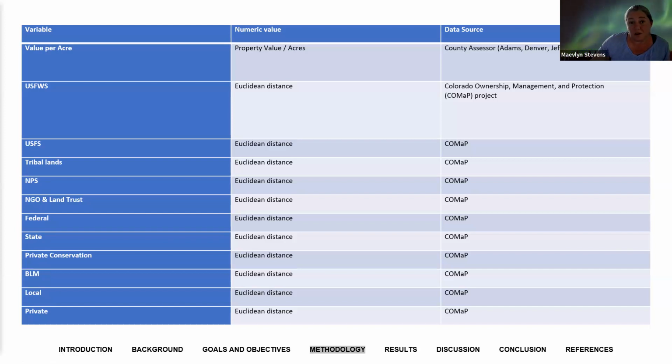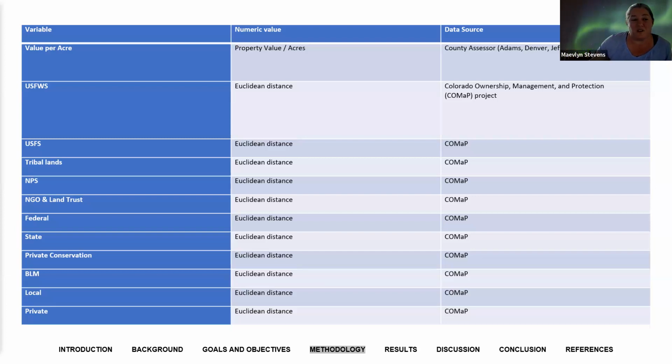For example, the local category covers everything from parks to cemeteries. And I think it's pretty obvious that there might be a difference in land value for someone living next to a cemetery as opposed to a park. So I don't want to dwell on it too long, but I did want to go into a little bit the different types of lands that are covered by each of these categories, because this is a central part of my study.